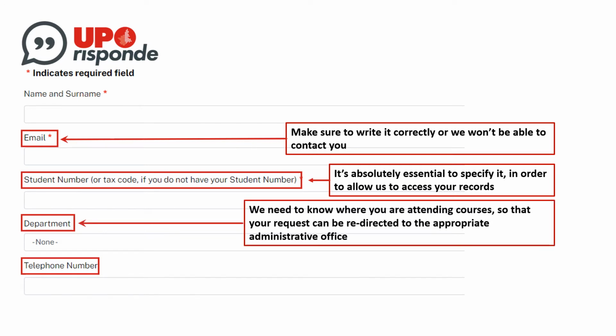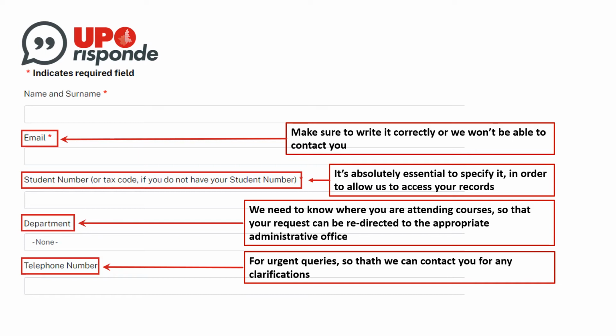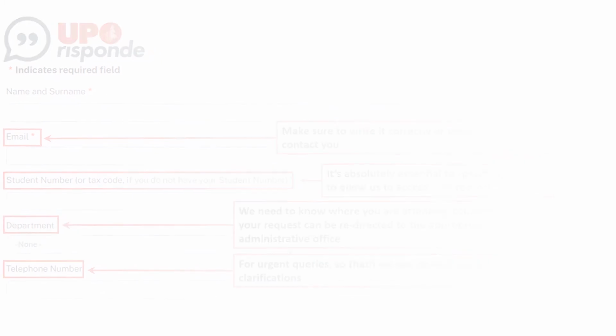As you know, some degree programs are located across various premises. For these reasons, we need to know where you are attending courses because your request will be redirected to the appropriate administrative office and dealt with by the team involved in your specific course area. We also give you the possibility of providing us with your telephone number. For urgent queries, we can then contact you for any clarifications.